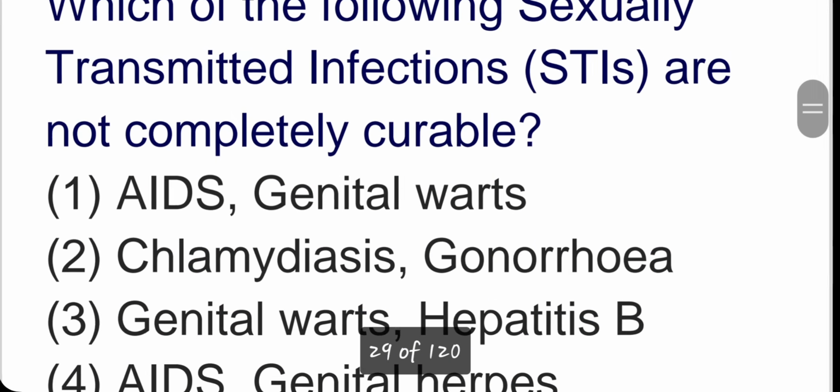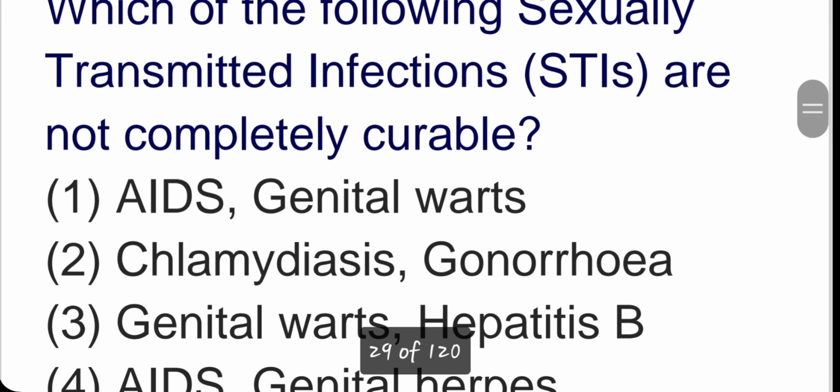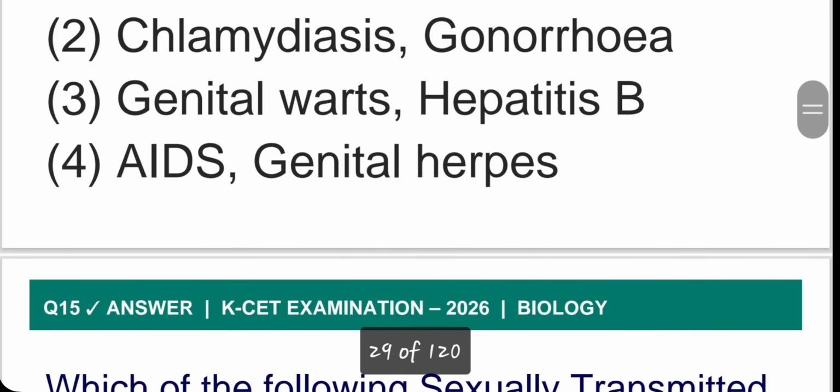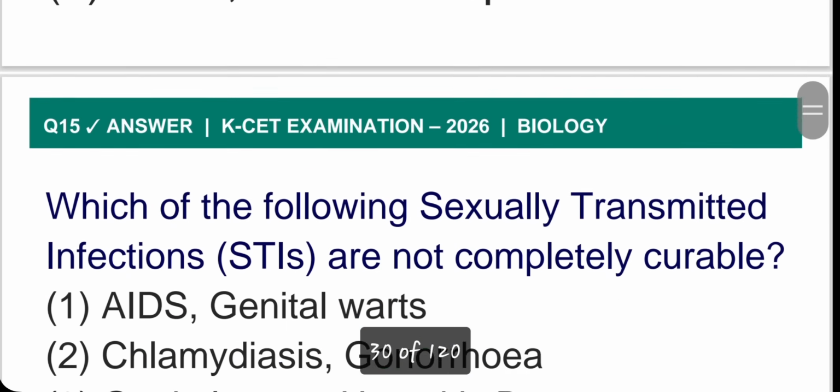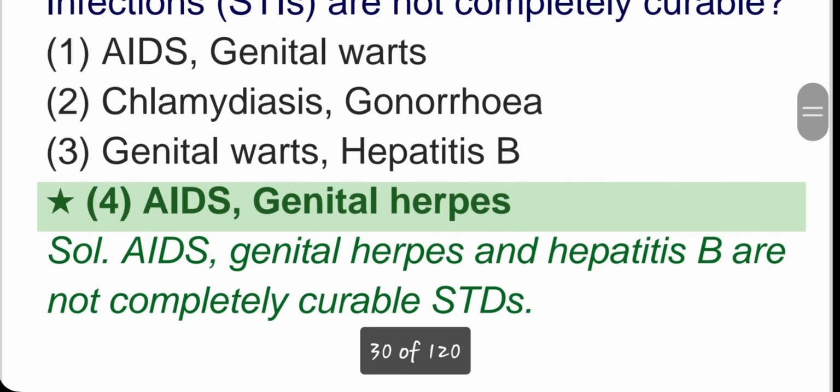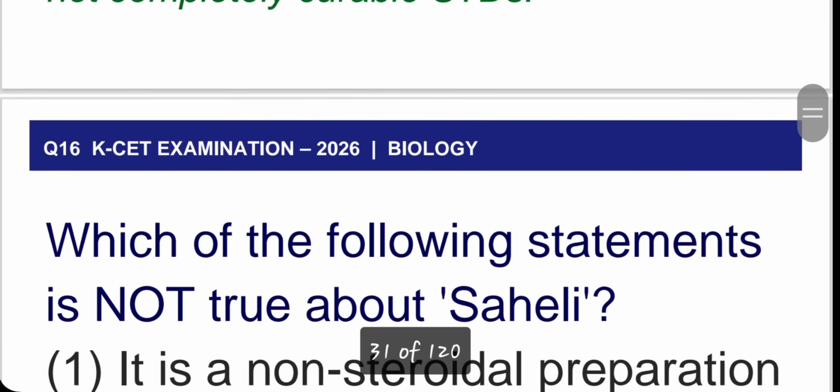Which of the following sexually transmitted infections are not completely curable? The options are AIDS, genital warts, chlamydiasis, gonorrhea, genital warts, hepatitis B, AIDS, genital herpes. AIDS, genital herpes and hepatitis B are not completely curable STDs. So the correct combination which has both of them together is AIDS and genital herpes.